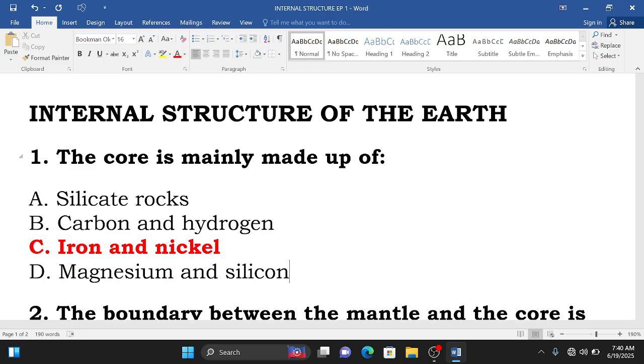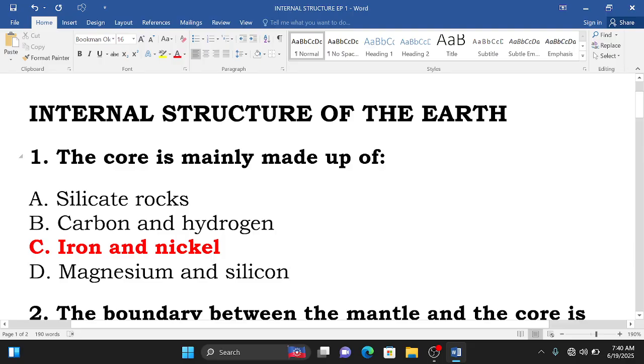Today we are going to learn geography where we are basically going to talk about the internal structure of the earth. Remember that we are looking at different revision questions of every unit. Let's start with question number 1.